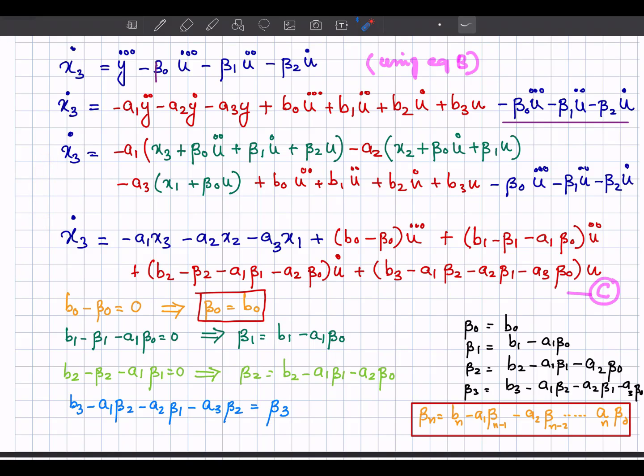Okay, now if I rearrange this equation, I can write it like this. So minus a1 x3, then minus a2 x2, and then minus a3 x1, then collecting the terms of the triple derivative of the forcing function. Where it is present over here, that is minus beta naught into u triple dot, and it is also present with the b naught, right. So collecting these derivative terms over here, I can write it like this.